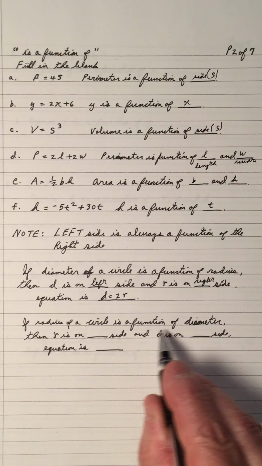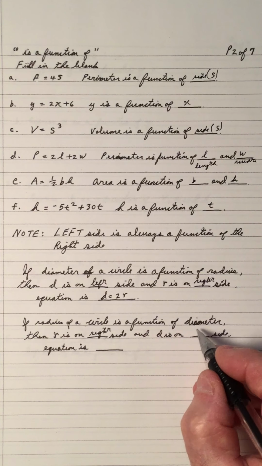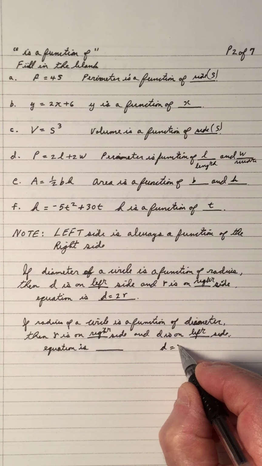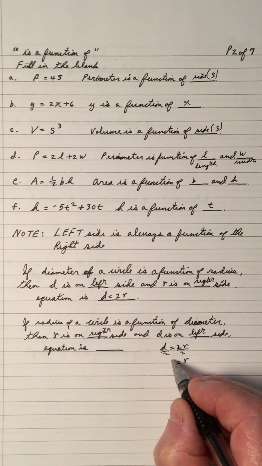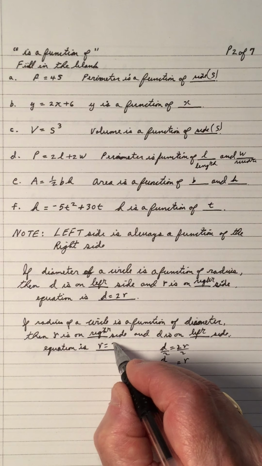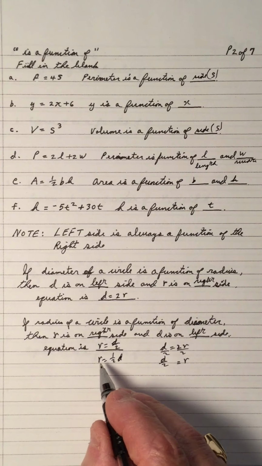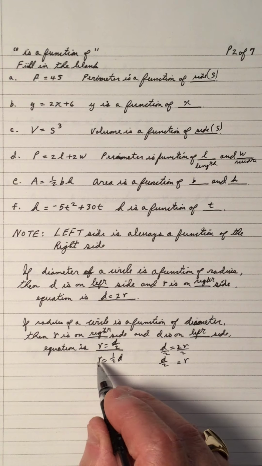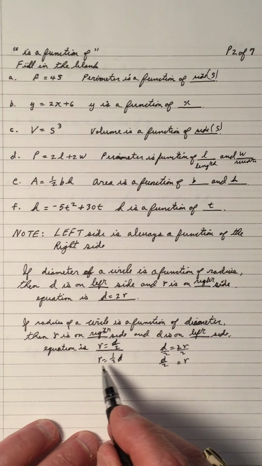If the radius is a function of the diameter, then the radius is on the left and the diameter is on the right. So that means if d equals 2r, dividing by 2, then r is equal to d over 2, or half d. So r is equal to d divided by 2, or r is equal to 1/2 d. R is now a function of d, which means when I give you the diameter, you take a half of it and you get the radius. Again, d is a function of r, and r is a function of d.